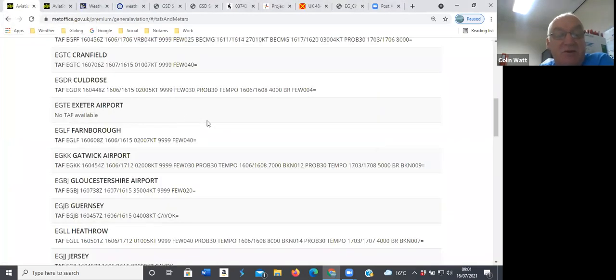TAFs today, simple, straightforward. 020, 7 knots all day pretty much, and eventually few at 4,000 feet. That's the Farnborough one. Gatwick's probably fairly similar. I think actually Gatwick is probably going to be blue down there. Cumulus in the sort of centre of the country.